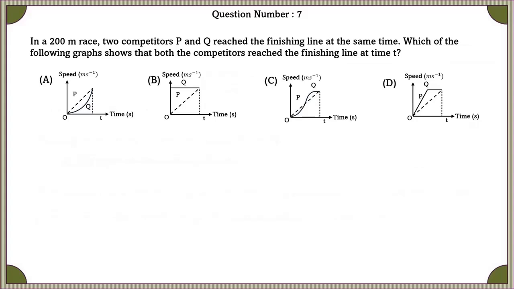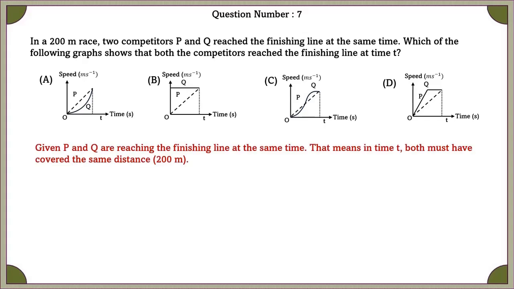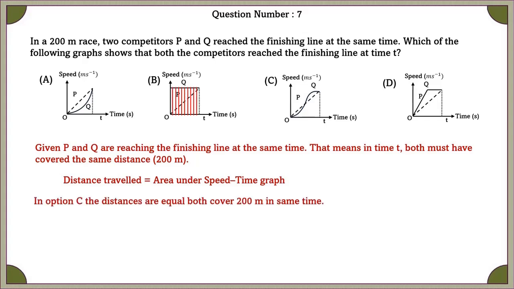So, the pendulum 3, which has a longer string, will have larger average time period. Question number 7. In a 200-meter race, 2 competitors, P and Q, reach the finishing line at the same time. Which of the following graphs show that both the competitors reach the finish line at time t? Given P and Q are reaching the finish line at the same time. That means, in time t, both must have covered the same distance, that is 200 meters. Distance traveled is equal to area under speed time graph. In option C, the distances are both equal, that is 200 meters in the same time.